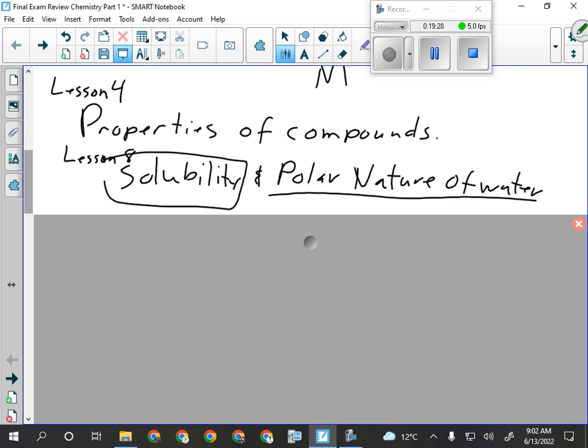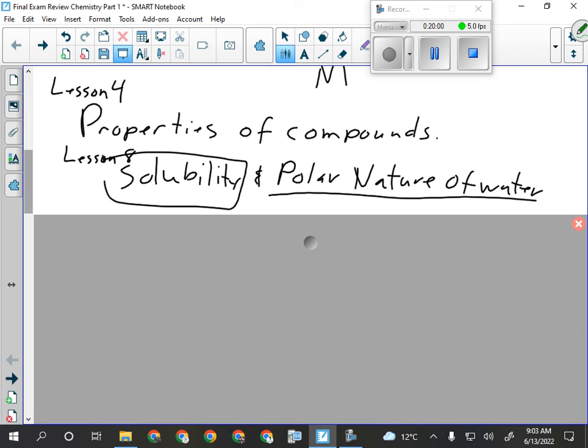Okay, and lesson 8, solubility and the polar nature of water. So know the terminology, okay? Precipitates, homogeneous, heterogeneous, your solute, solvents, that kind of thing. Also be able to use your solubility chart.